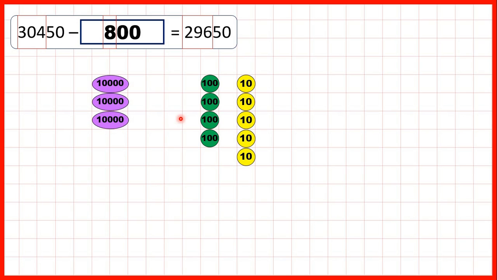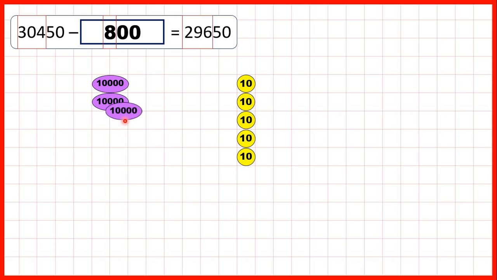We can show place value counters to represent the subtraction. We started with 30,450, which we can see represented here. Now we needed to just subtract 800. So we can subtract 1, 2, 3, 4 of our hundreds.